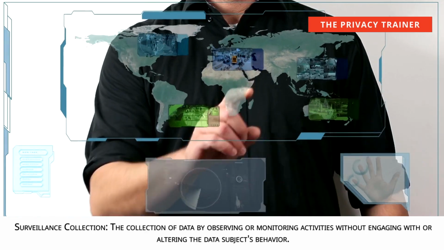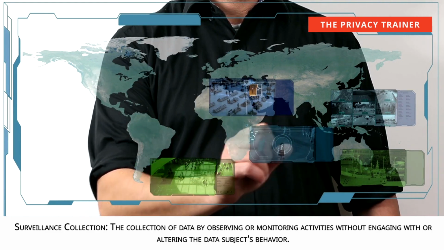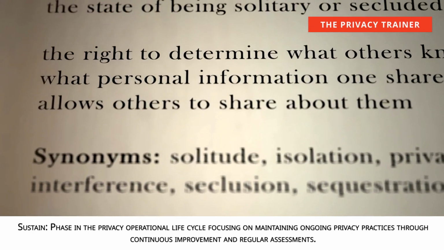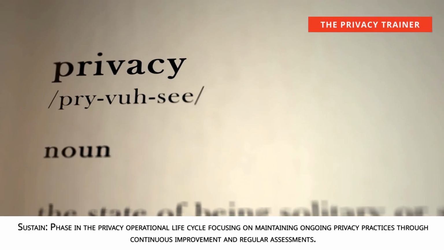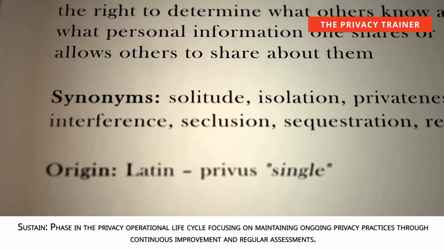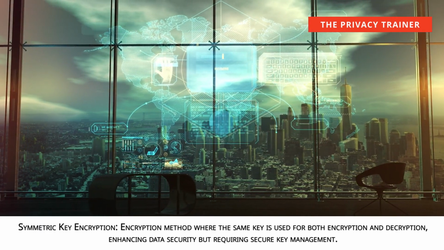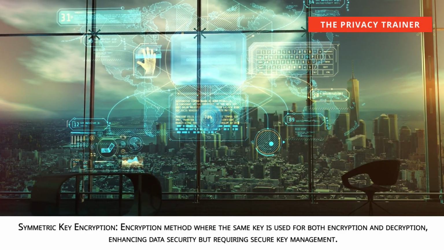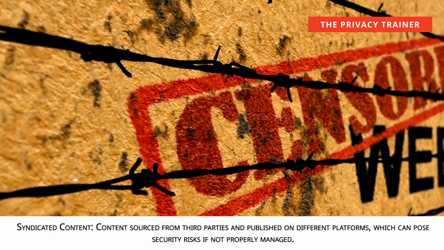Surveillance collection. The collection of data by observing or monitoring activities without engaging with or altering the data subject's behavior. Sustain. Phase in the privacy operational lifecycle focusing on maintaining ongoing privacy practices through continuous improvement and regular assessments. Symmetric key encryption. Encryption method where the same key is used for both encryption and decryption, enhancing data security but requiring secure key management. Syndicated content.